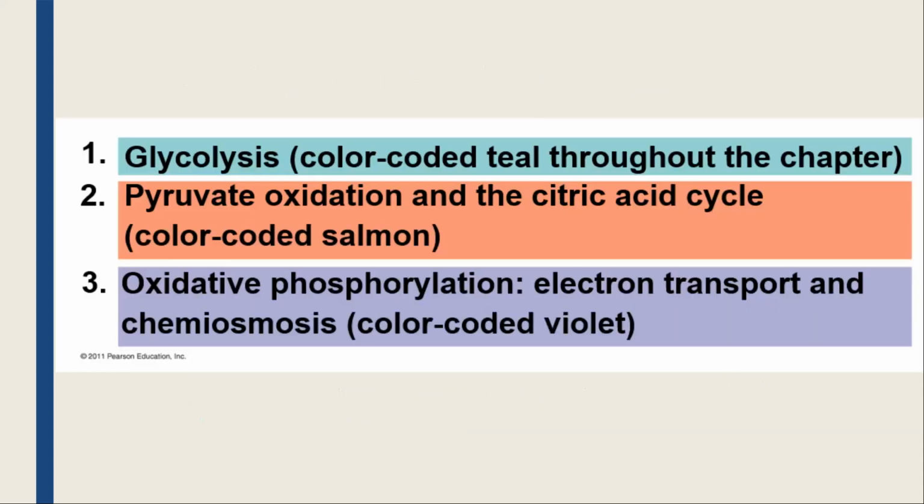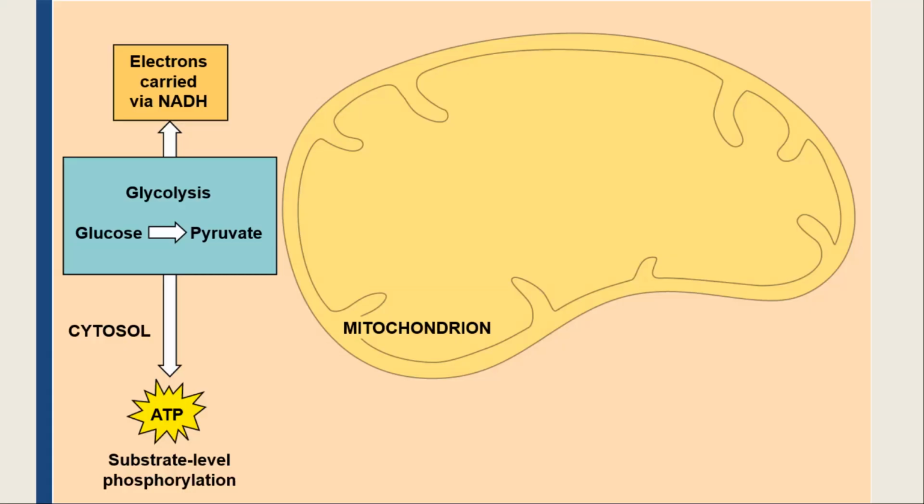Okay, so as we look through the diagrams, they'll be color-coded. Glycolysis will be colored teal, and then the pyruvate oxidation and citric acid cycle will be color-coded salmon, and then the oxidative phosphorylation, which includes both the electron transport chain and chemosmosis, you'll see as purple or violet. So looking first at the first stage, glycolysis, that's going to take place in the cytosol.